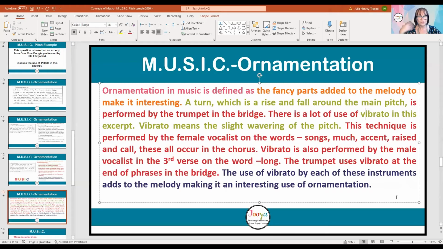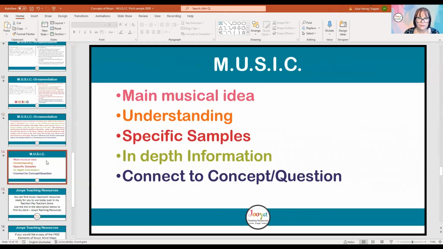And again, you could change what that is. I was just trying to write in the same flow as what the student was actually doing there. But again, that's just using that music scaffold. Just to remind you, M stands for main musical idea, U stands for understanding, S for specific samples, I for in-depth information, and C is for the connect to concept or connect to element or connect to question, up to you which one it is. Alrighty.